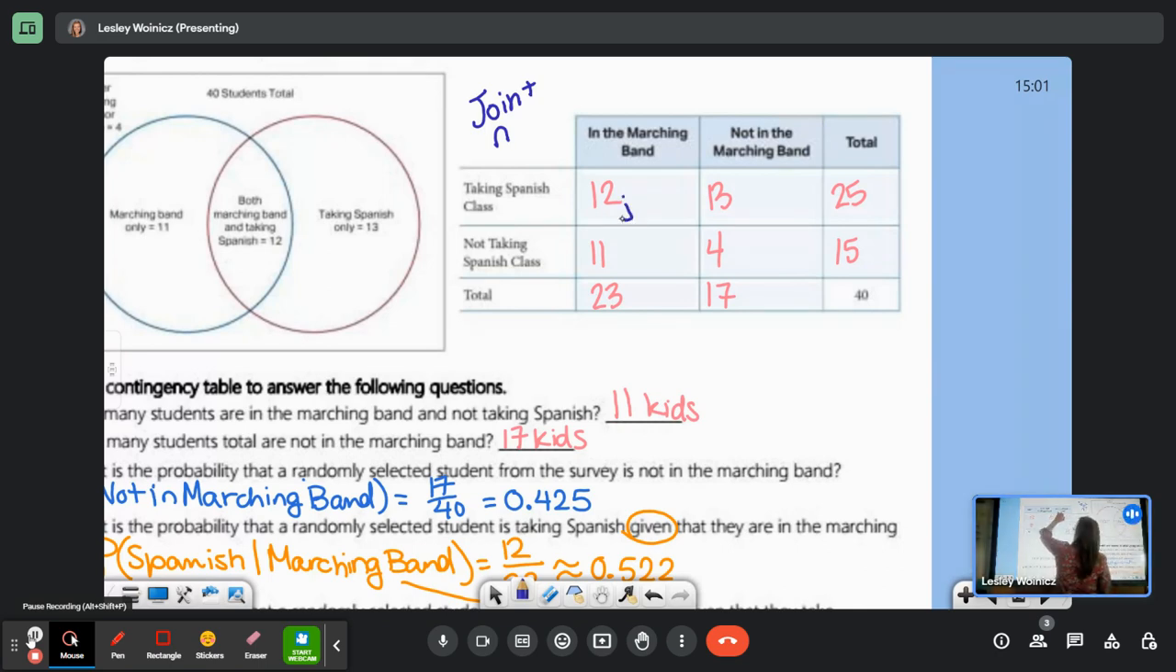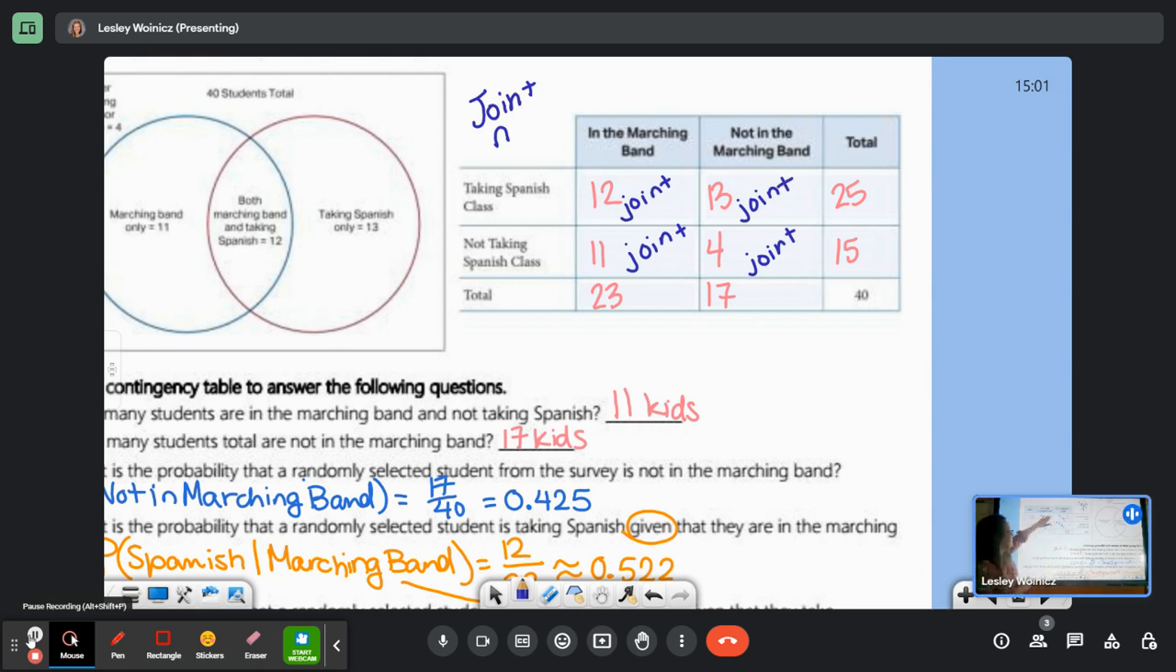So this one is a joint. Which other one? 4. 4 is joint. Which other ones? No. Nope. So are the other ones considered marginal? So this is joint and this is joint.